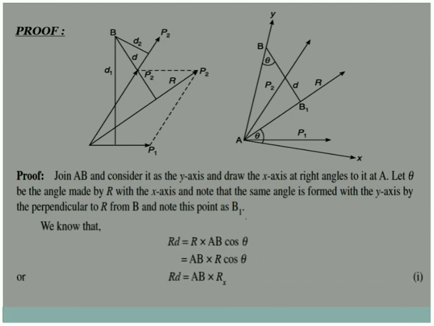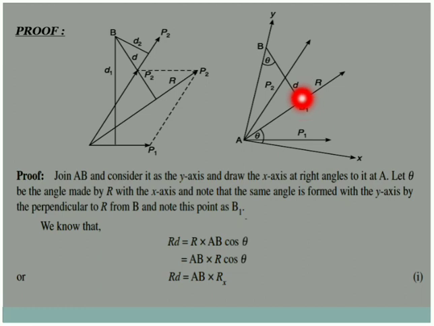Then we know that RD, that is R into D, is equal to R into AB cos theta. Here, from the triangle ABB dash, we are finding the value of D. So what is D? D is the perpendicular. AB will be the hypotenuse, and AB1 will be the base.